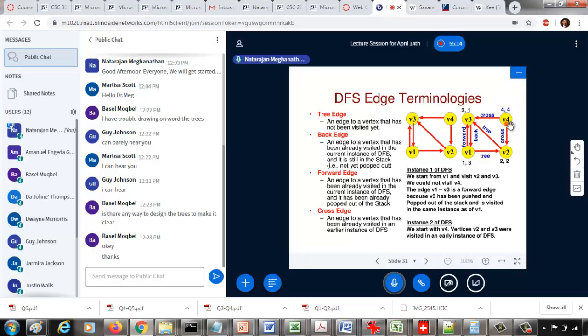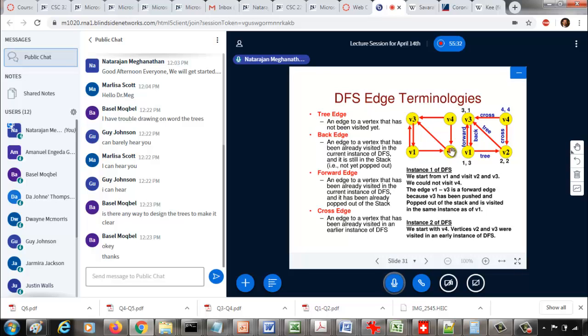So the stack is empty, and you push V4 to the stack. Again, we continue the push and pop numbering, so V4 is the fourth vertex we push to the stack. Now from V4, you have two outgoing edges going to V2 and V3. Now what should we call these two edges? That's what we have to find out.